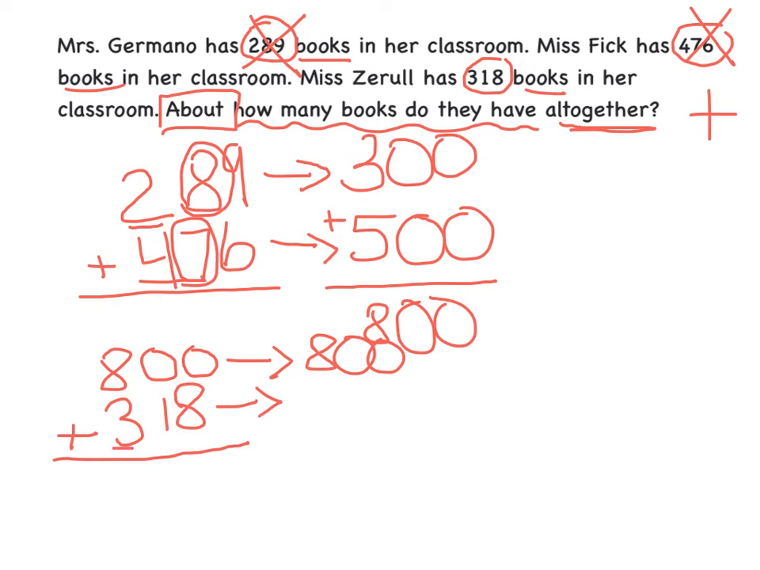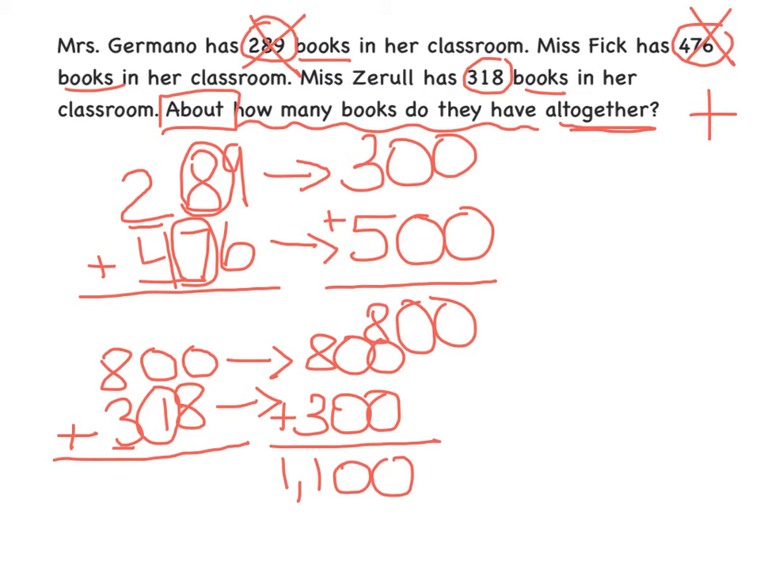I'm going to round 318 to the hundreds place, or the greatest place value. 318 rounds to 300. I'm going to bring my plus sign over again, and 300 plus 800 equals 1,100. And I'm going to go back and reread. I know I was solving for books, so I'm going to label my number with the word books.